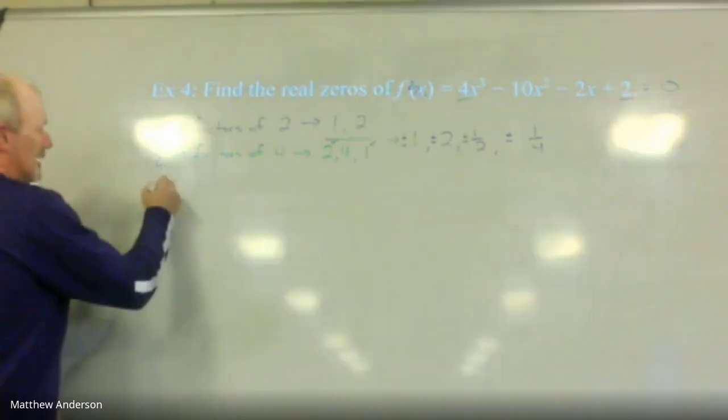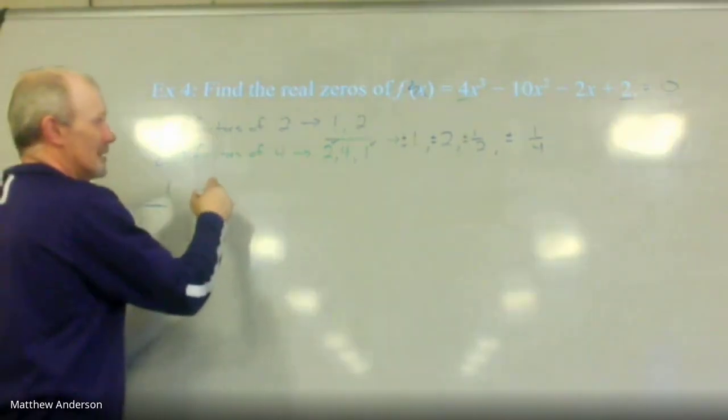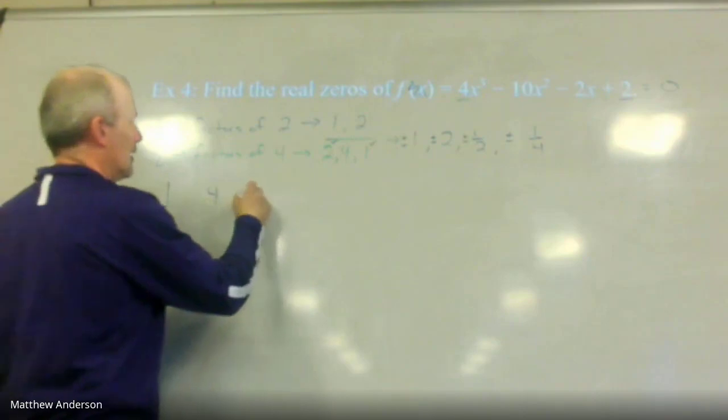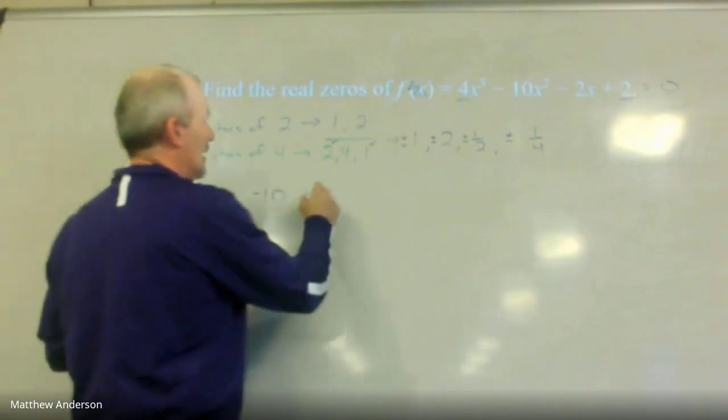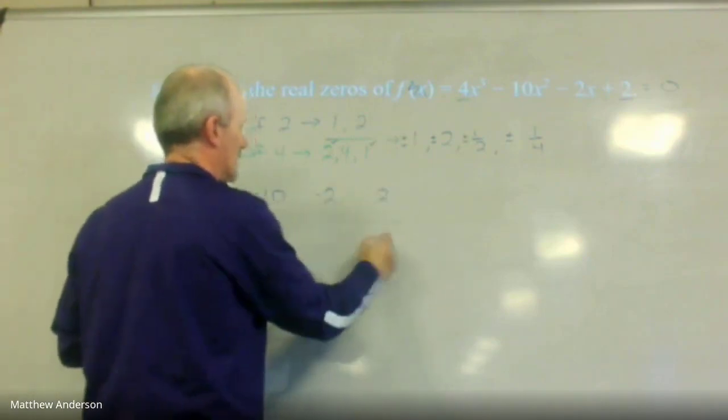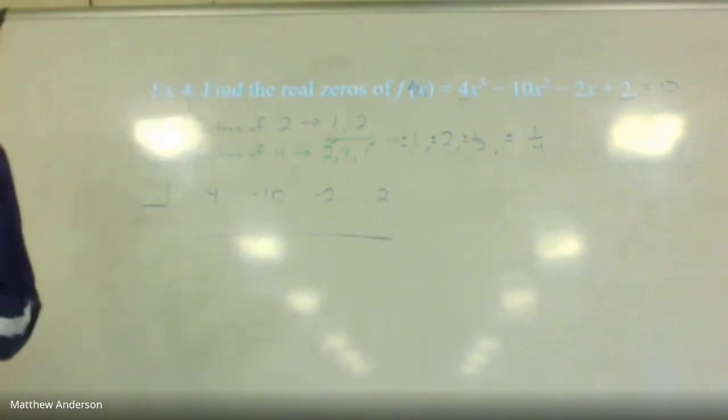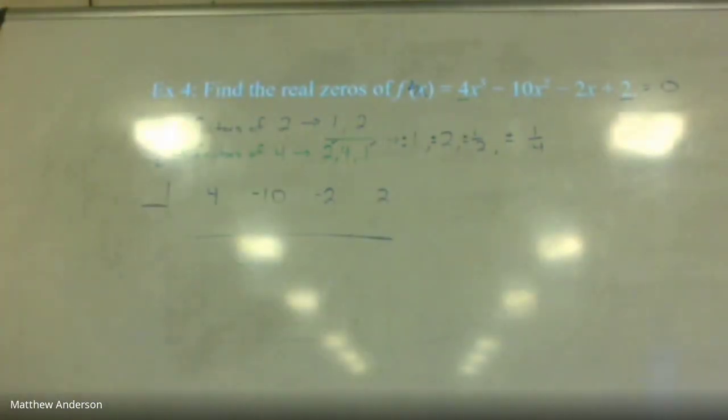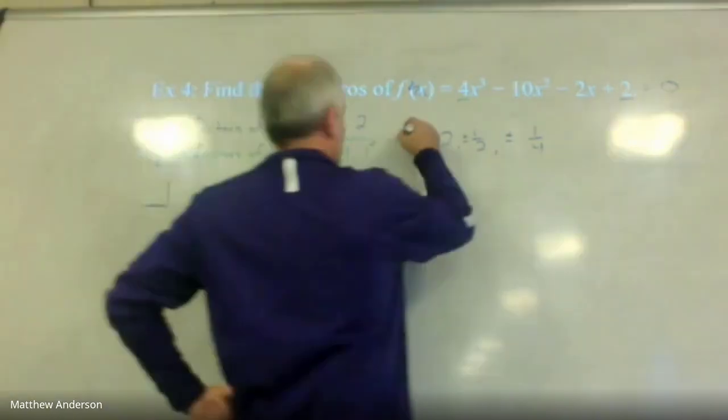So let's go ahead and set up our synthetic division to check these. We've got 4, -10, -2, +2. And you may remember I said I always check 1 first, but there's a shortcut. So the shortcut is, if we add up all these numbers, do we get 0? Four plus -10 plus -2 plus 2. Nope. So that means 1 is not going to work. So we're going to cross off +1.